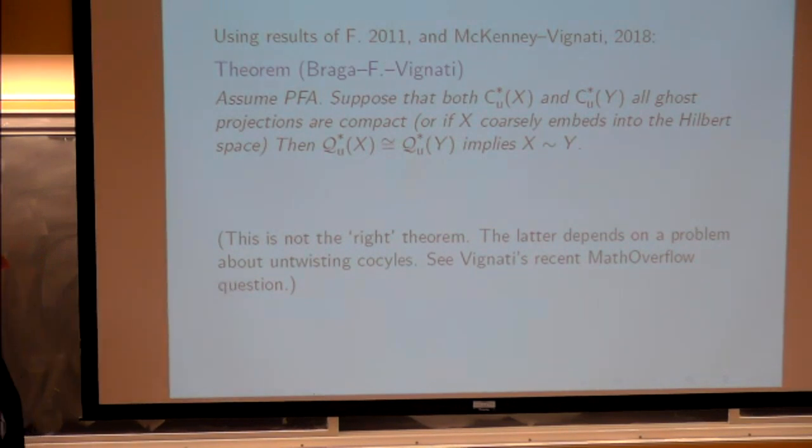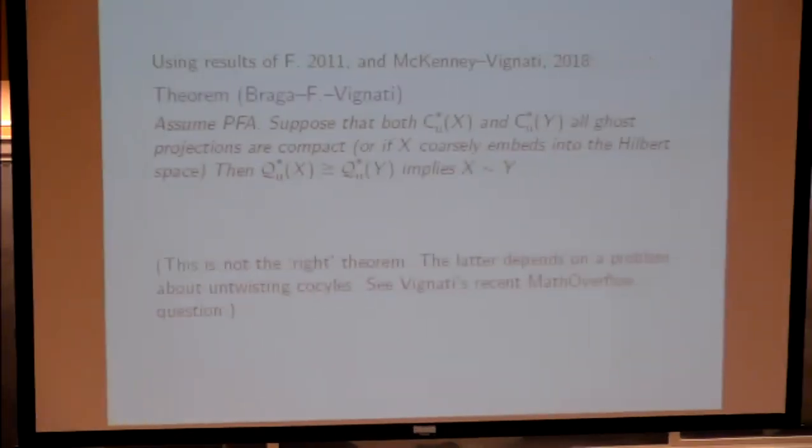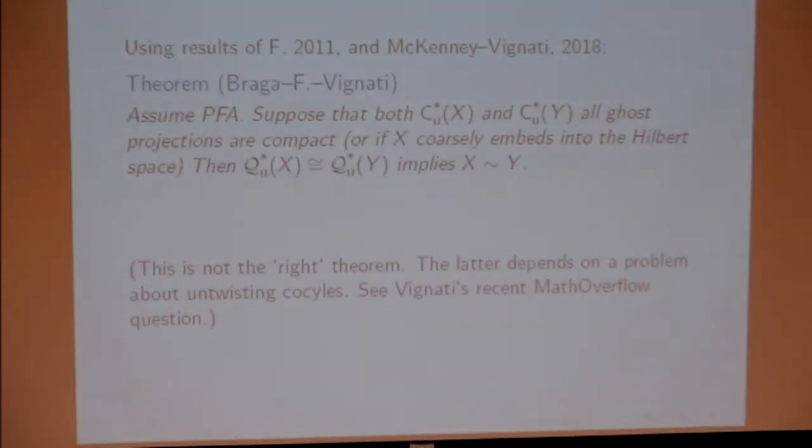Actually, Vignati posted recently on MathOverflow a question, which is quite curious, about untwisting cocycles. A positive answer would imply that, at least in many cases, there is a rigidity lifting theory. We can prove untwisting in the case of groups with Cayley graphs, basically hyperbolic groups, at least for free groups, but even for Z squared, the question seems to be intractable to us. All right, so much for that.